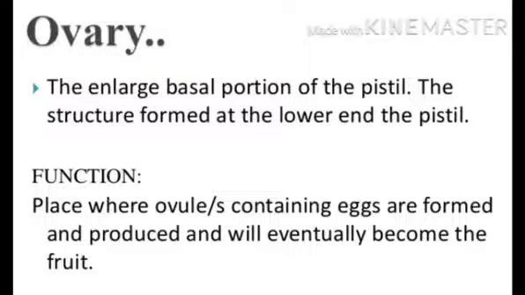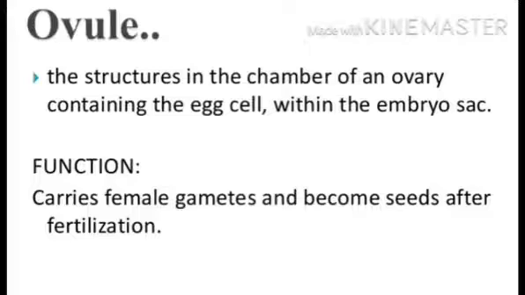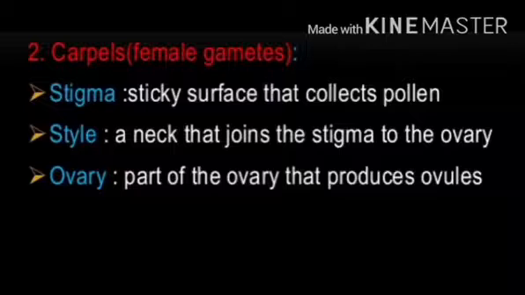Now ovary, the enlarged basal portion of the pistil, the structure formed at the lower end of the pistil. Function: place where ovule or ovules containing egg are formed and produced, and will eventually become the fruit which contains seeds. Ovule, the structure in the chamber of an ovary containing the egg cell within the embryo sac. Function: carries the female gamete and becomes seed after fertilization.